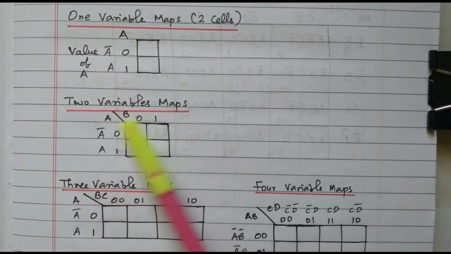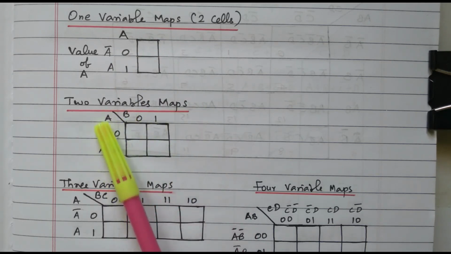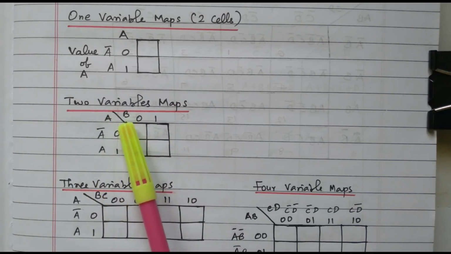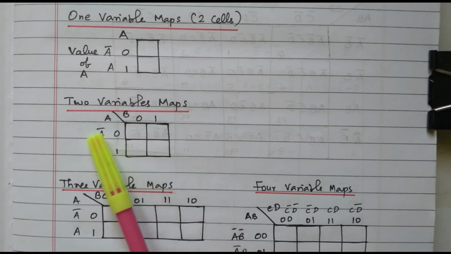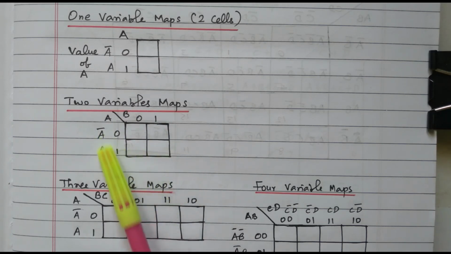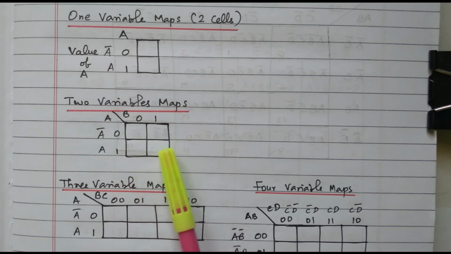In case of the 2 variable map, let us consider the 2 variables A, B. Vertically the variable A is assigned, and B is assigned horizontally. So A has two possible options, 0, 1. B also has two options, 0, 1. Because of 2 variables there are 2 to the power 2, 4 possibilities, right? So A is available this side, B is available this side, 2 possible ways each, 0, 1, 0, 1. By combining these we have 4 possibilities.